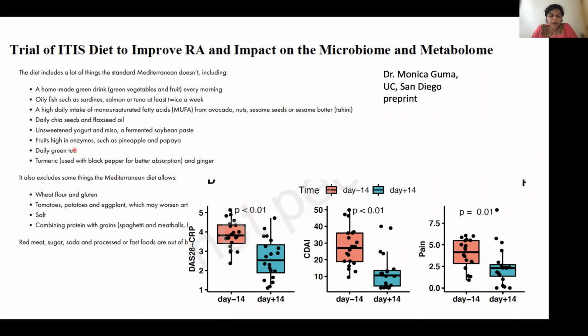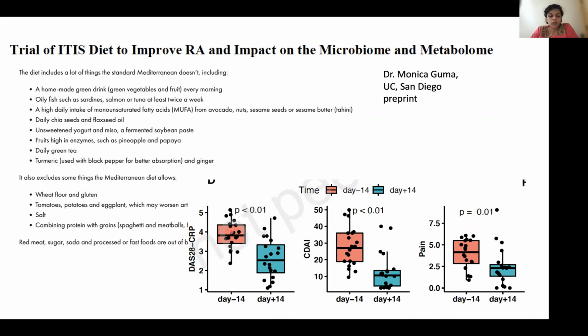But in this study, what Dr. Guma and her colleagues did was they took 20 rheumatoid arthritis patients that had active disease, like swollen and tender joints, and then they put those 20 patients on this diet for 2 weeks. So before the 2-week period, and then 2 weeks after being on this diet. And then they looked at inflammation and arthritis pain in these patients.